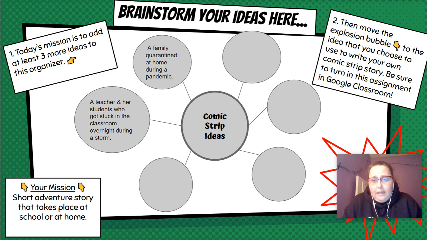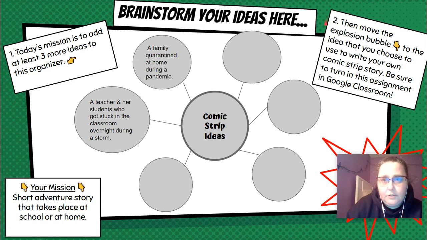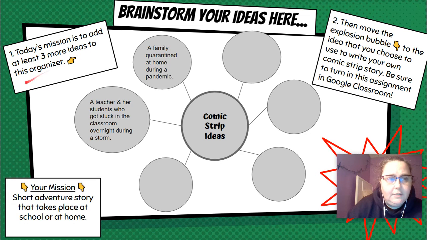This is called a brainstorming graphic organizer, and I've provided instructions for you. Here's 1, here's 2, and down here is just a reminder of what kinds of ideas you should be including in your story web and in your idea web. Okay, so let's look at number 1. Today's mission is to add at least 3 more ideas to this organizer. Ms. Mills got you started by giving you a couple of ideas already.